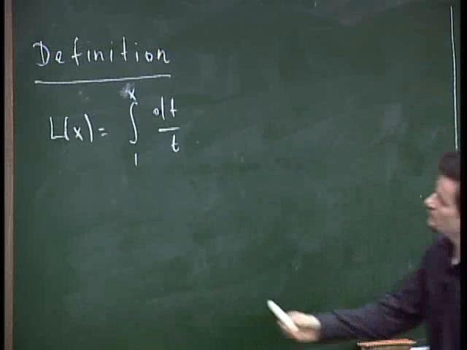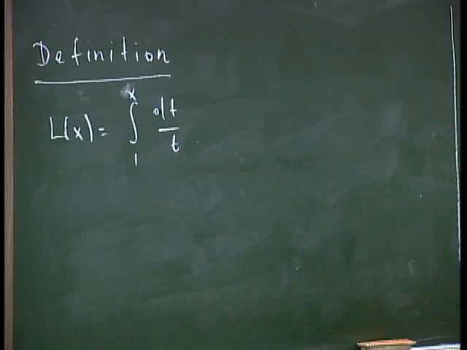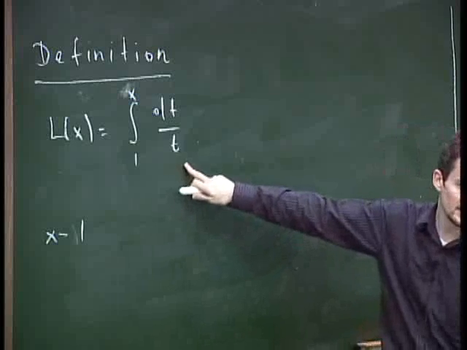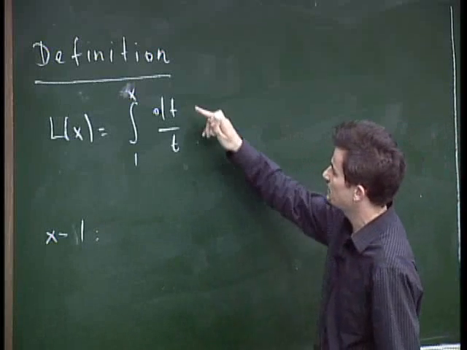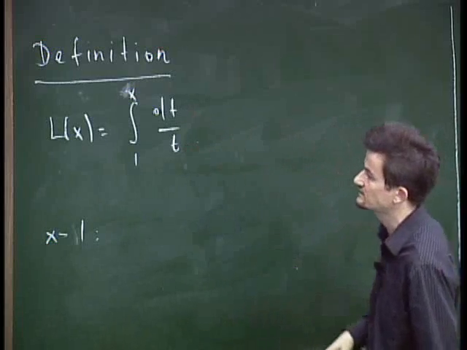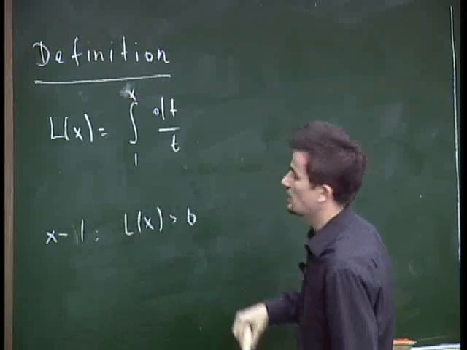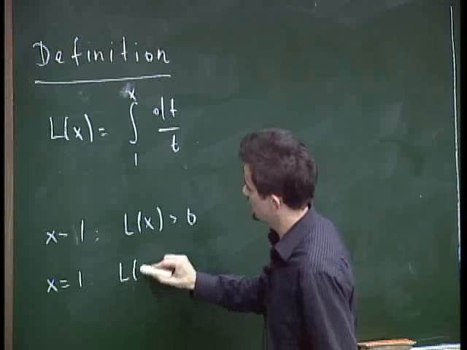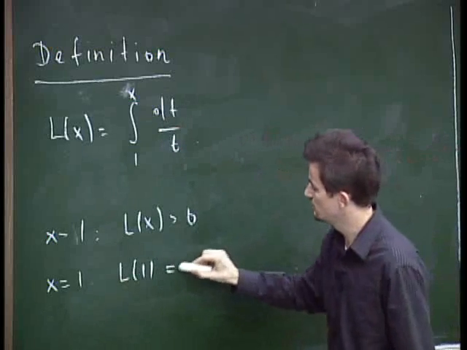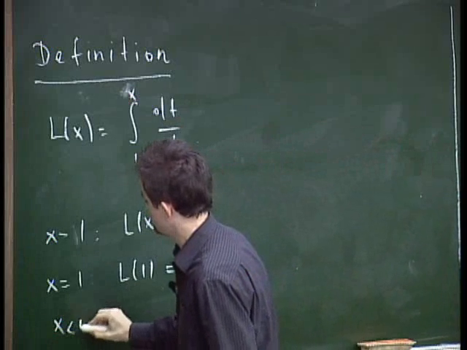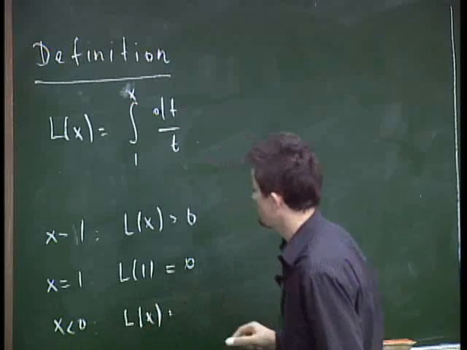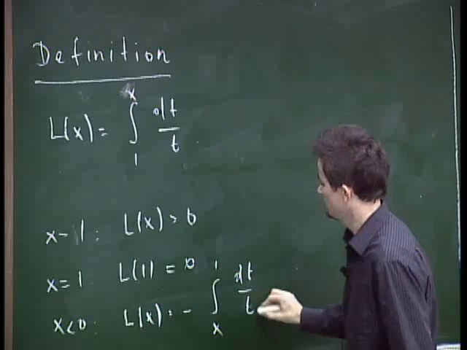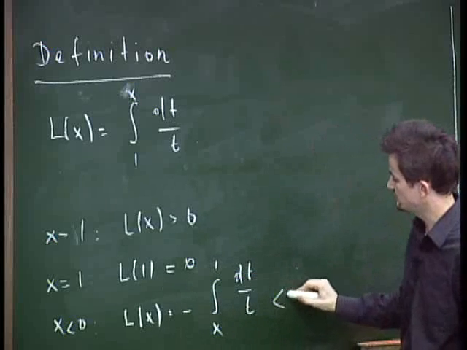If we look at this function, we can immediately observe some easy properties. For instance, if x is larger than 1, then this is just an area, the area below the function 1 over t and above the x-axis from 1 to x. So in this case, L of x must be larger than 0 because it's an area. If x is equal to 1, L of 1 is the integral from 1 to 1, equal to 0. And if x is smaller than 1, we see that L of x can be written as minus the integral from x to 1 of dt over t. And this is again an area, so we get something smaller than 0.